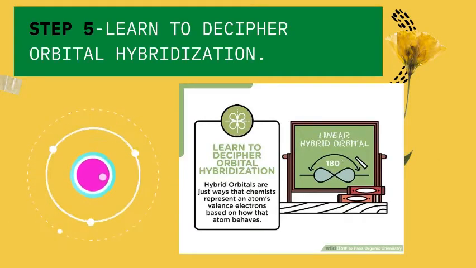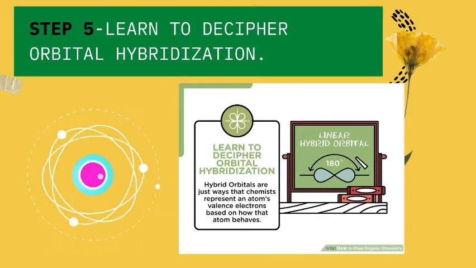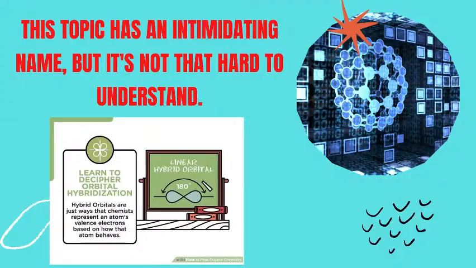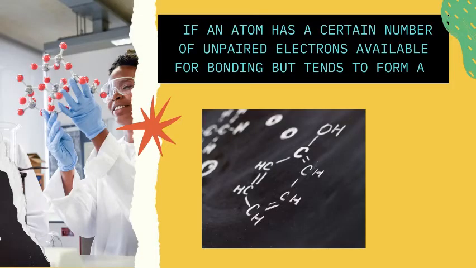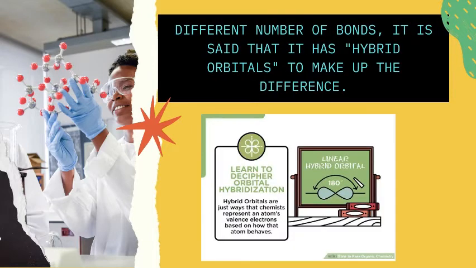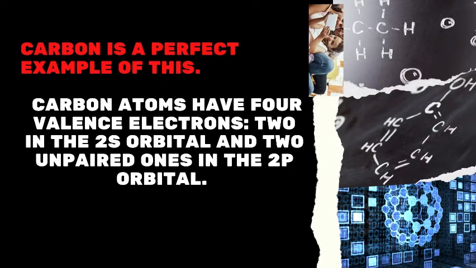Step 5: Learn to decipher orbital hybridization. This topic has an intimidating name, but it's not that hard to understand. Essentially, hybrid orbitals are just ways that chemists represent an atom's valence electrons based on how that atom behaves rather than how it is drawn. If an atom has a certain number of unpaired electrons available for bonding, but tends to form a different number of bonds, it is said that it has hybrid orbitals to make up the difference. Carbon is a perfect example of this.